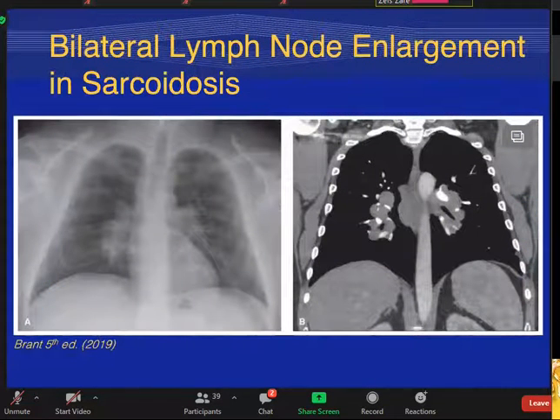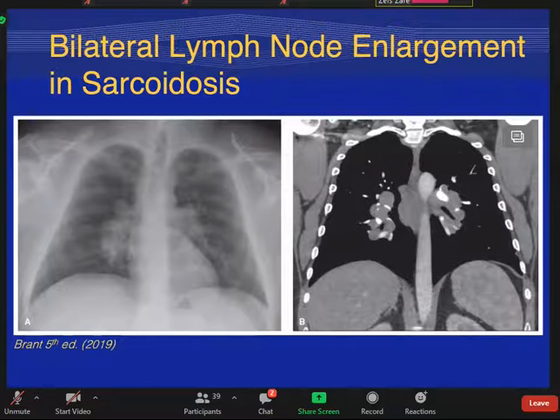This is a PA radiograph in a patient with sarcoidosis, revealing bilateral hilar lymph node enlargement with upper and mid-lung reticulonodular opacities. The contrast-enhanced CT at the level of the carina shows bilateral hilar lymph node enlargement.